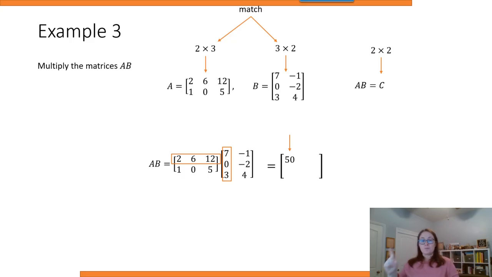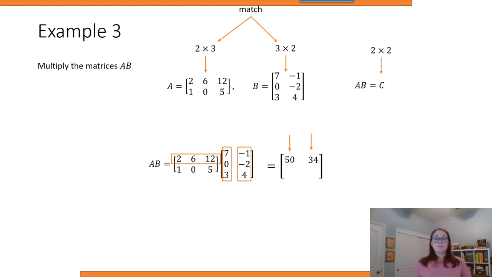To get the one to the right of that 50, I will do the first row, second column, because that is the position in the answer. So now I'll take that same 2, 6, 12 row and multiply it by the second column, -1, -2, 4. So 2 times -1 plus 6 times -2 plus 12 times 4, and that gives you a 34. So I finish off the first row.